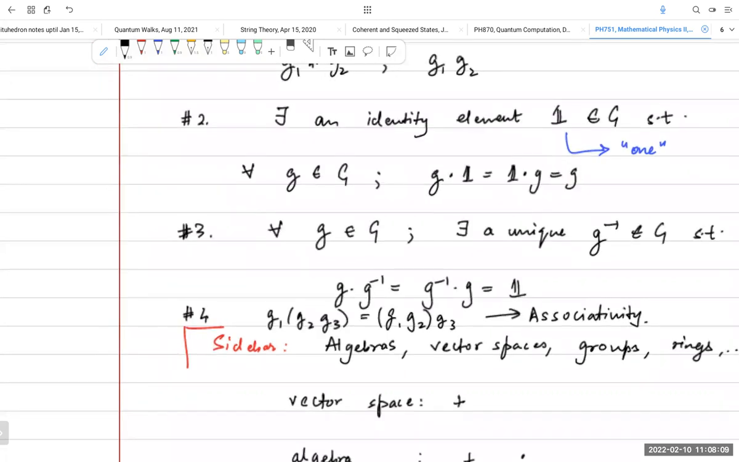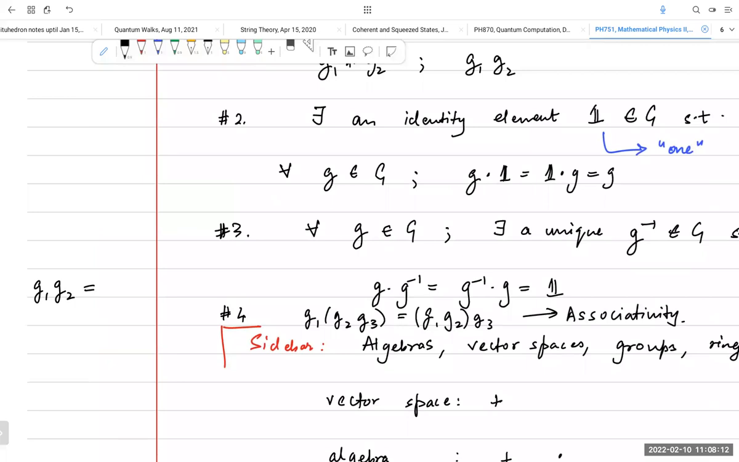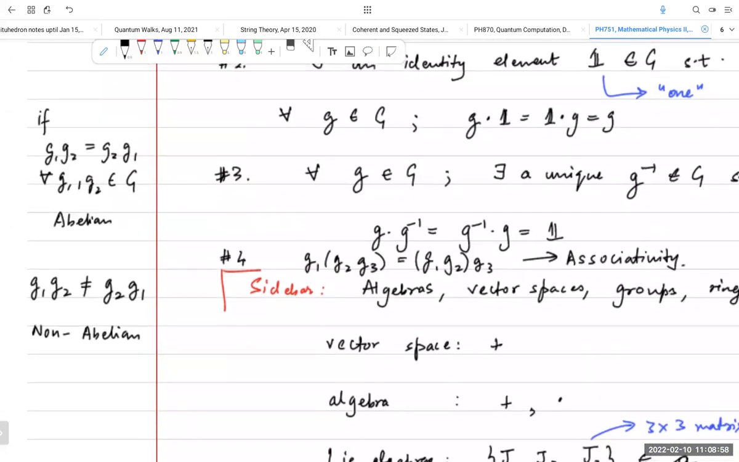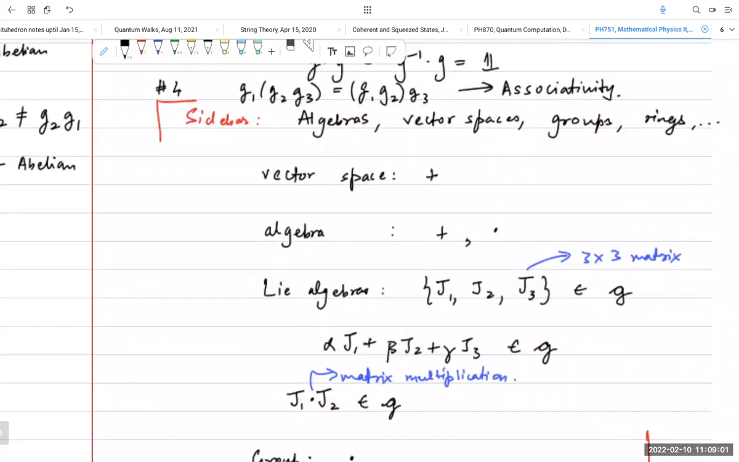But a very important aspect is that groups need not be commutative; this multiplication need not commute. When it commutes, we say that the group is abelian, otherwise we call it non-abelian. So if G1 G2 is equal to G2 G1 for all group elements, then we say that the group is abelian, else non-abelian.